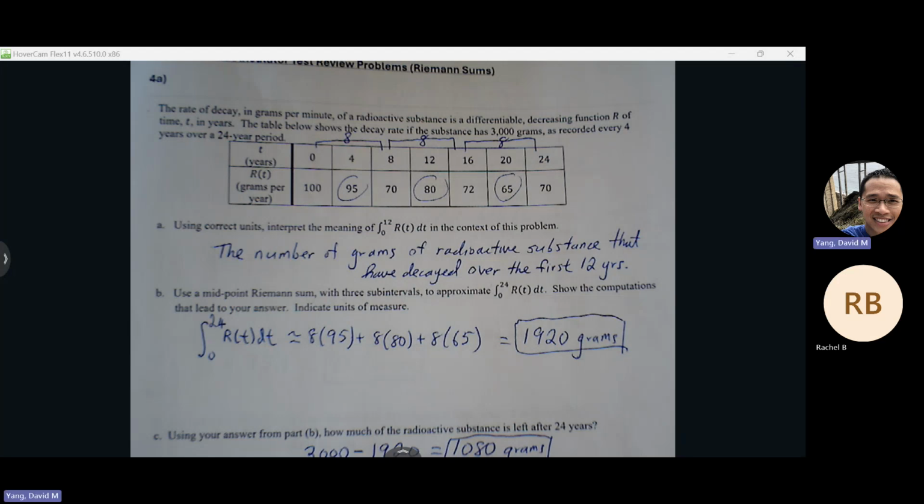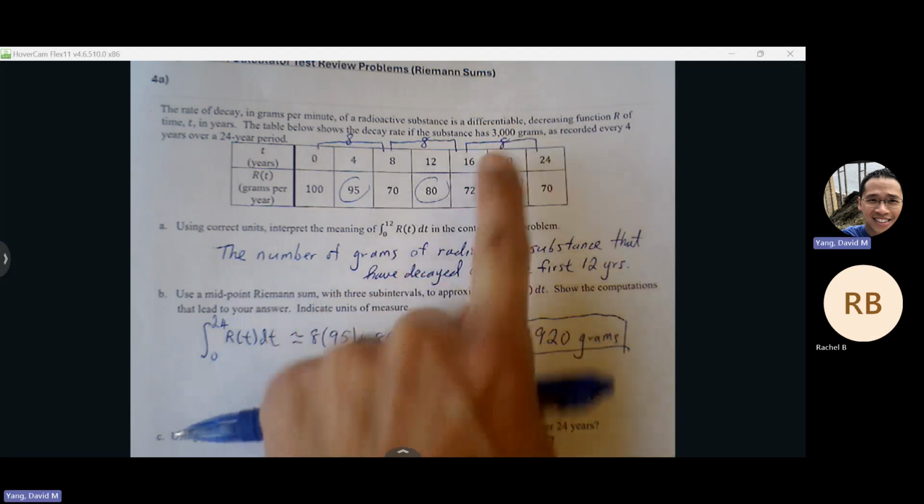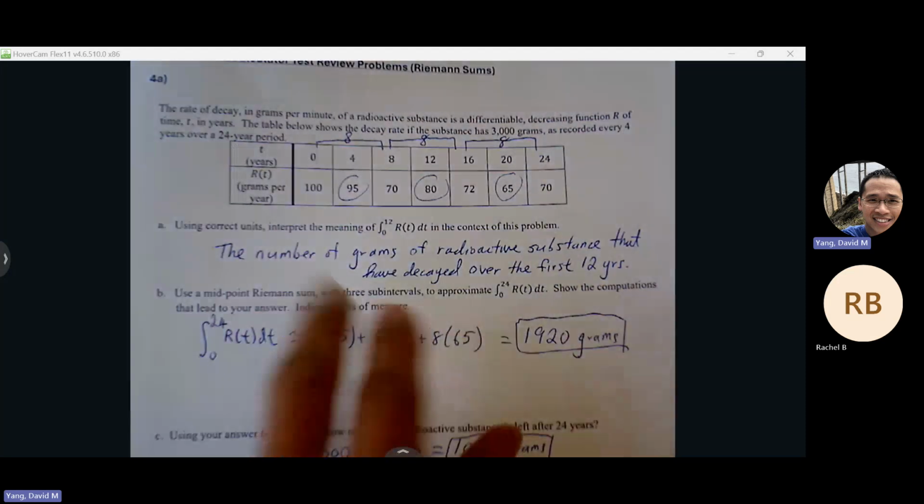Part C, using your answer from part B, how much of the radioactive substance is left after 24 years? So the problem says there's 3,000 grams to begin with. And so if 1920 have decayed, then we can subtract those values.